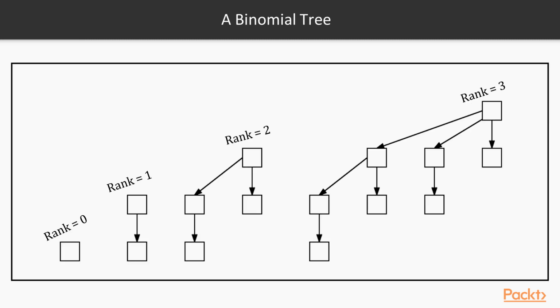Now, the next question which may arise in your mind is, what is a binomial tree? It's a recursively defined tree, as you can see in this figure. The first binomial tree has just one node. Its height is equal to 0. A binomial tree of height 1 is formed from two binomial trees, each of height 0. A binomial tree of height 2 is formed from two binomial trees, each with height 1. The tree is defined in terms of itself, recursively.